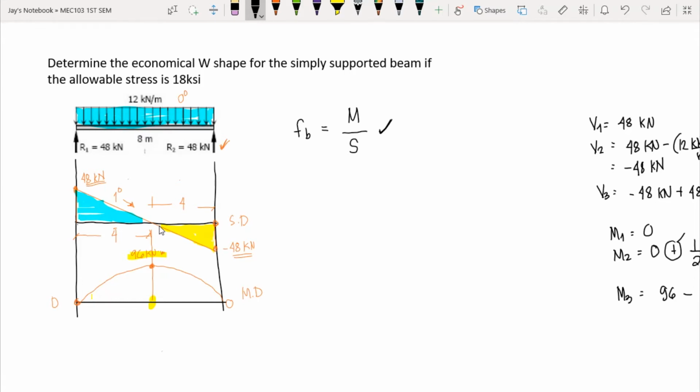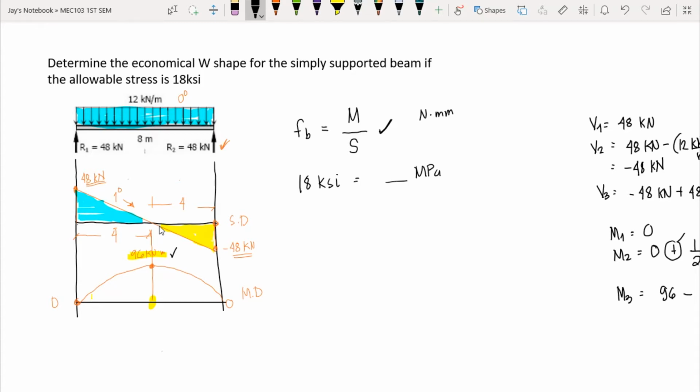Now we have FB. The moment here is the actual moment, which is 96 kilonewton meter. However, we convert that into Newton millimeter. Our given FB here is in terms of KSI, that is 18 kilopound per square inch. So we need to convert it into MPa.